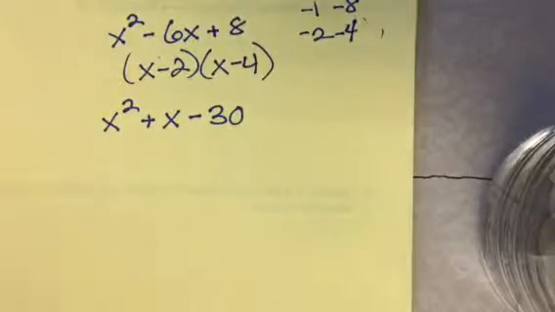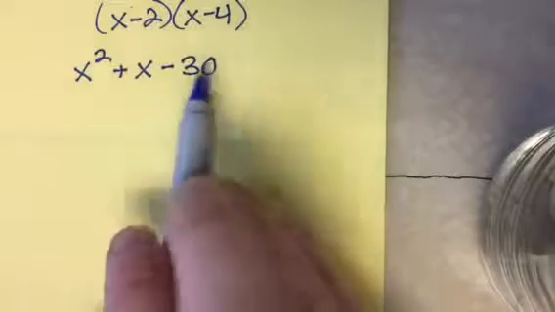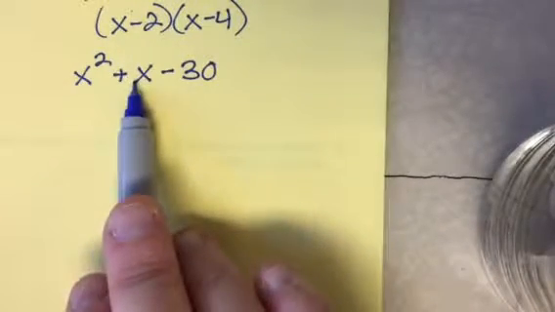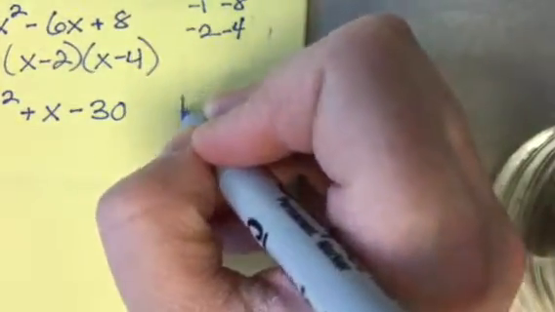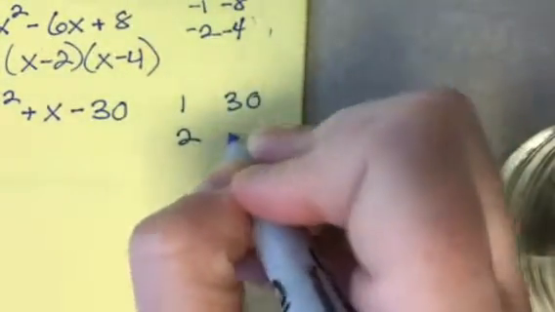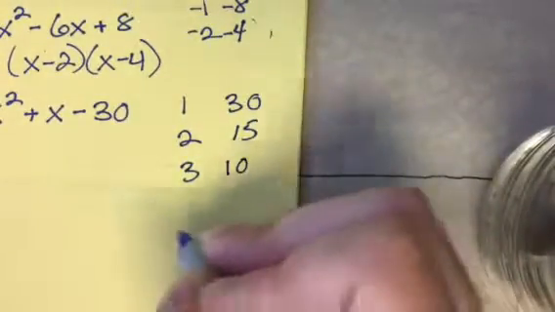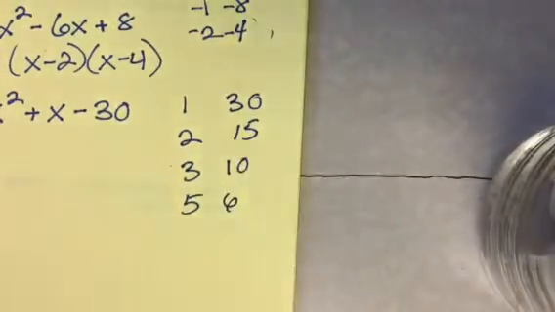Last one, this seems to be the one that throws everybody off, is they multiply to get a -30, which again means one of them has to be negative, and they add to get a +1, because there's no number there, so the number I could place in front of x to keep the value the same would be 1. So let's think of 30. It would be 1 and 30, 2 and 15, 3 and 10, can't do 4, 5 and 6.